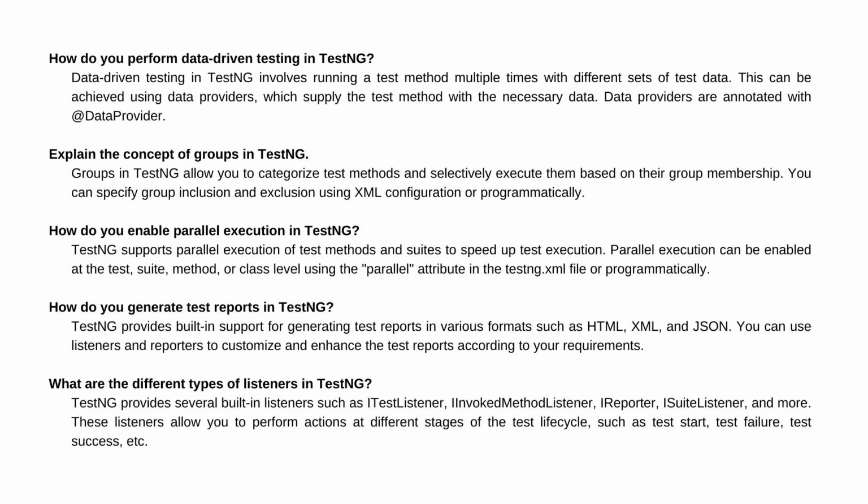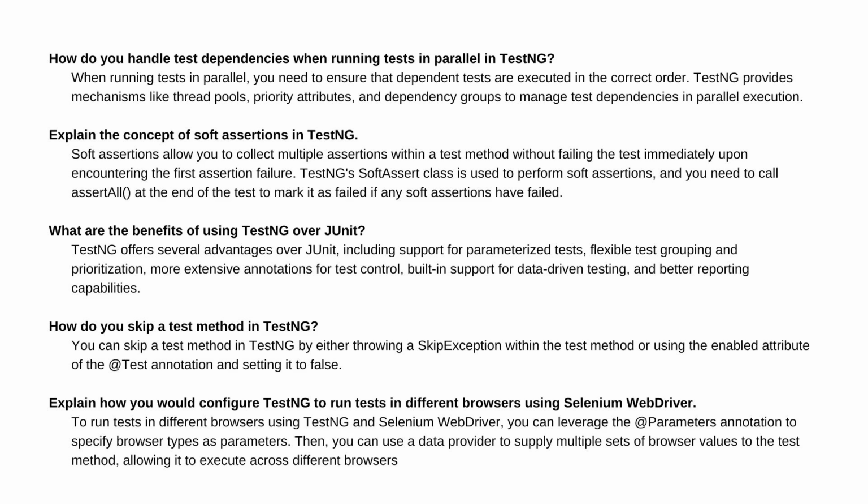test success, etc. How do you handle test dependencies when running tests in parallel in TestNG? When running tests in parallel, you need to ensure that dependent tests are executed in the correct order. TestNG provides mechanisms like thread pools, priority attributes, and dependency groups to manage test dependencies in parallel execution.